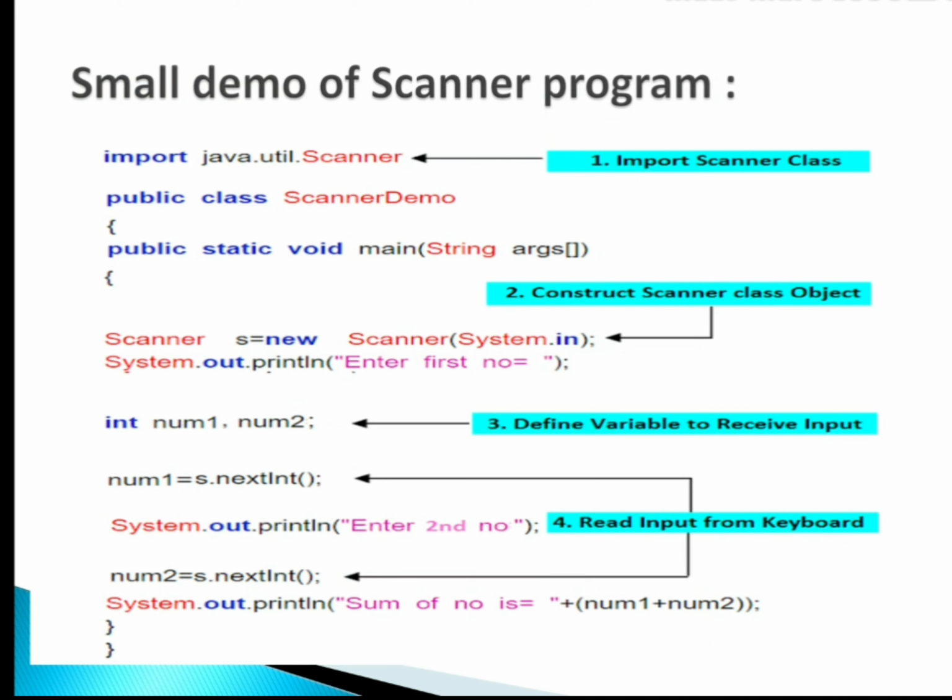The same way we are accepting the second number, we are storing both of them in num1 and num2, and then we are adding both of them together. See, in the first point we are importing the Scanner class, in the second point we are creating an object of Scanner class, because if we want to deal with a class we have to create an object. The third one, we are declaring a variable for accepting value, and the fourth one, we are accepting value from keyboard. Keyboard is a console.